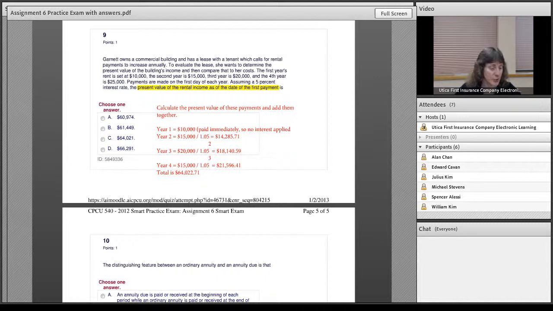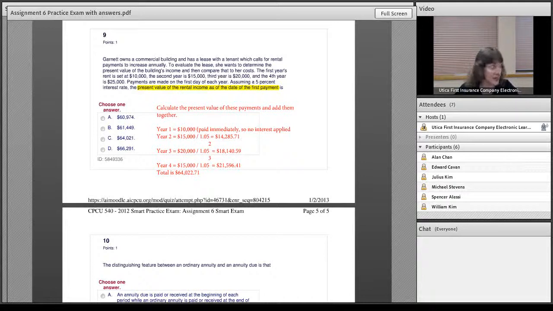So what you do is you take the present value, hang on, where am I? I'm sorry, down below. Sorry, I lost my place here. So you have to calculate the present value of each of the payments and add them together. Again, you could plug them into the formula like Jonathan said and take the present value times that interest rate. But here's what I did. The first year, because it's paid immediately, there's no interest applied. So I don't multiply or divide that first payment by anything.